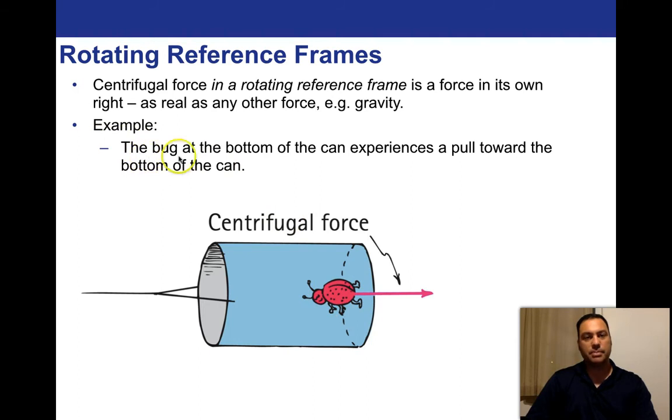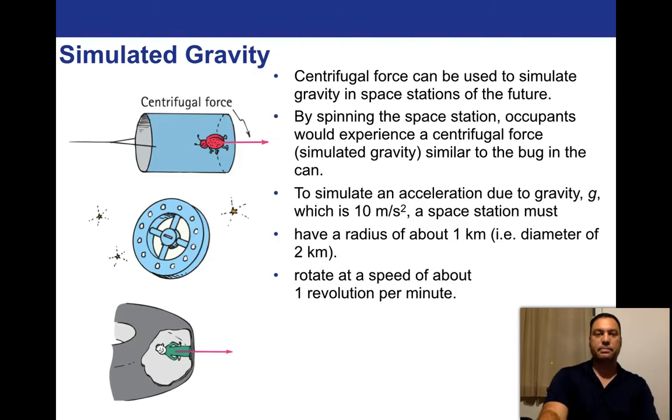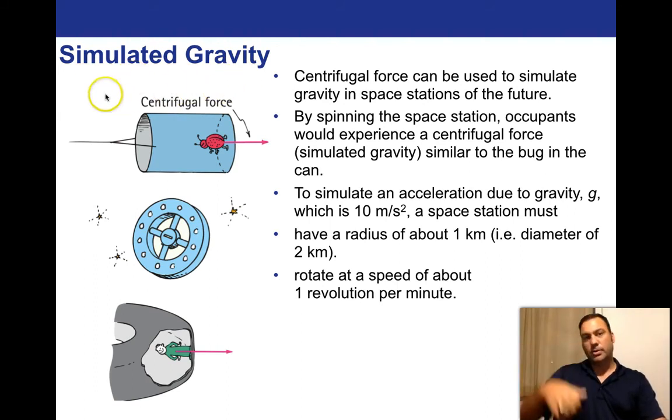So for example, the bug at the bottom of the can experiences a pull toward the bottom of the can. Makes sense. But it's really just a simulation, right? It's not a replacement of gravity. I've already told you that centrifugal force is a pseudo-force. It's an effect due to the rotation. It's not a force in and of itself. The only real force is centripetal force.